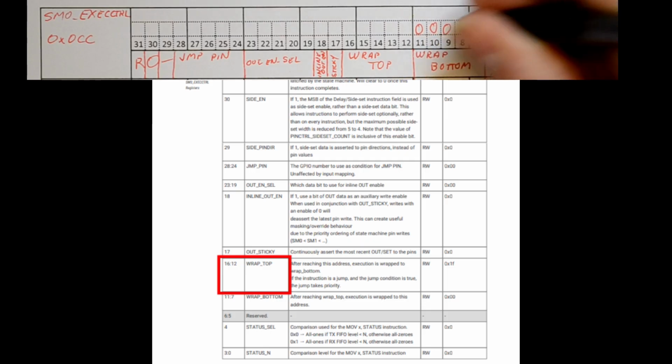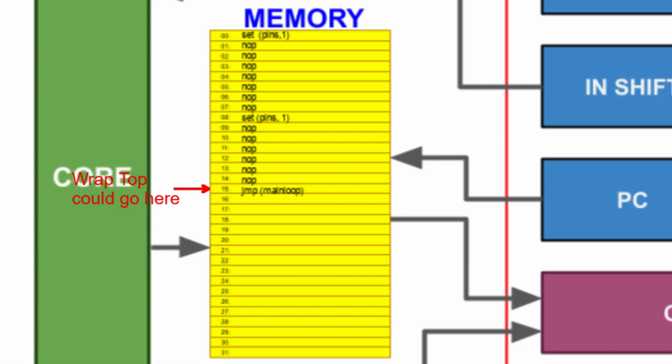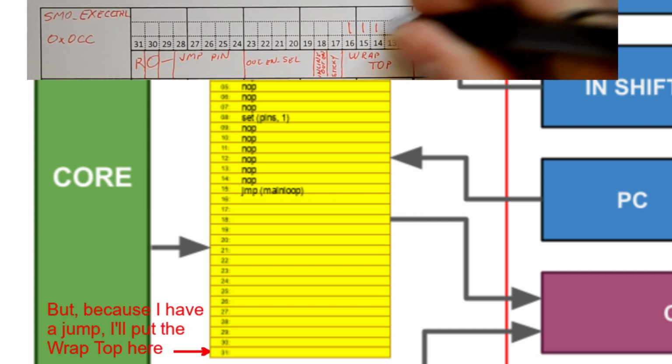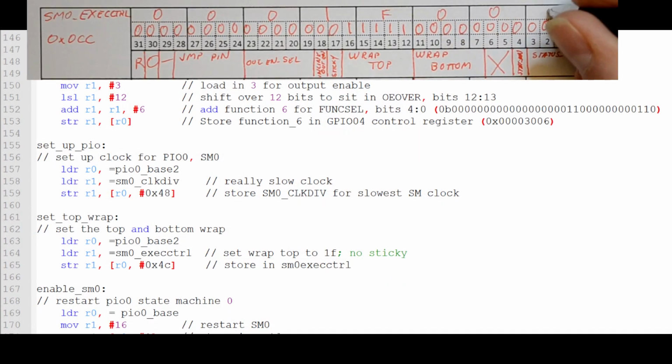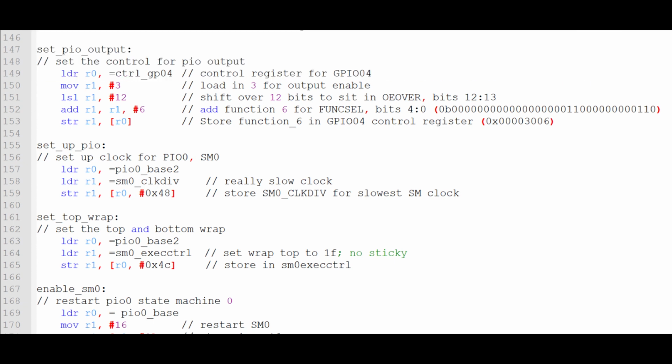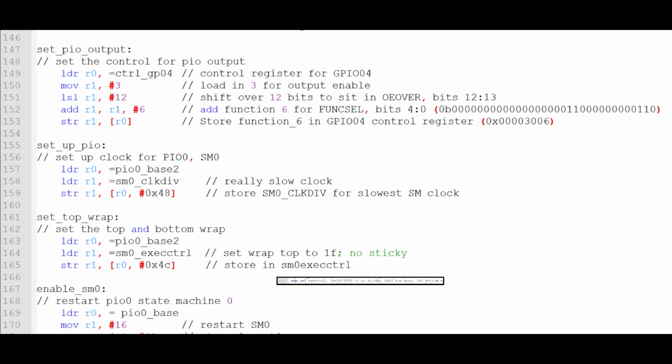The wrap top can be set to the end of the program, which will replace a jump command. Since I'm not using the jump statement, I'll just set this parameter to 1F hex, or the top of the PIO program memory. The resulting configuration word is 0001F000 hex, which I'll assign to the variable SM0 exec control. This section of code stores the execution configuration for state machine 0. Note that this is how the register comes out of reset, so I really didn't need to do anything, but I included it for clarity.